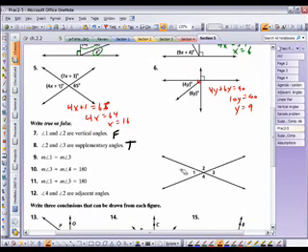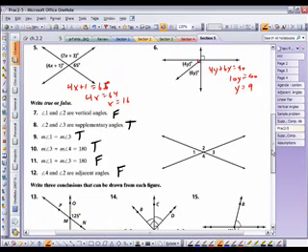1's equal to 3. The measure 1's equal to measure 3. That's true because they're vertical. 3 plus 4 is 180. That's true. A linear pair is supplementary. 1 and 3 is 180. Theoretically, it could be true if they're both 90, but it doesn't have to be true because they have to be congruent since they're vertical, but not necessarily supplementary. And angle 4 and 2 are adjacent. That's also false. They're not next to each other. They are a vertical pair.